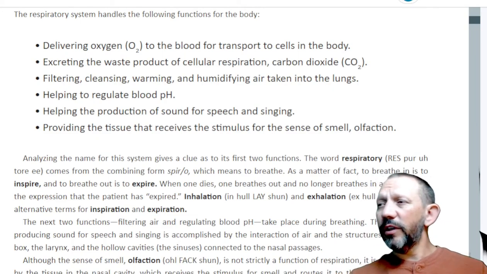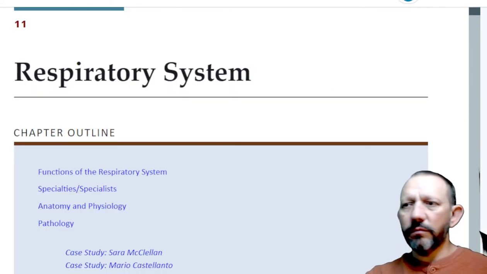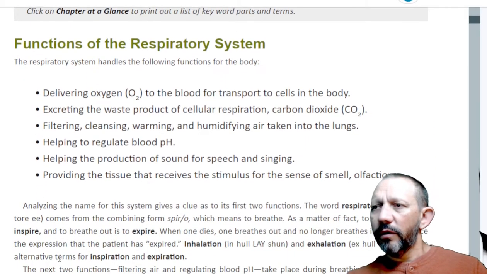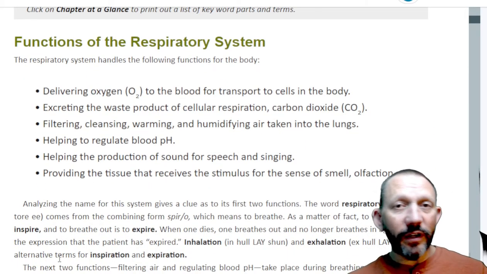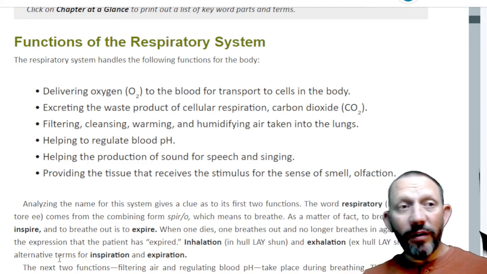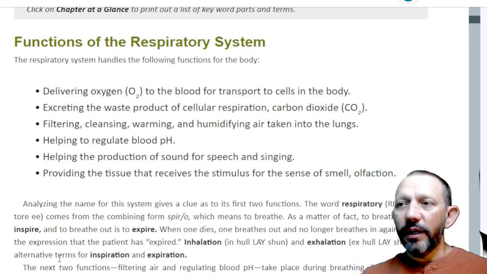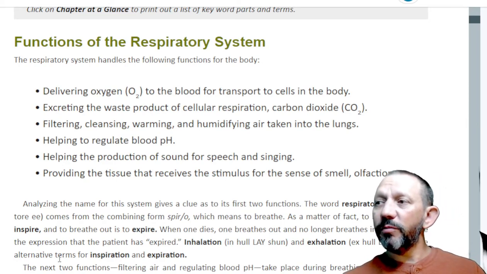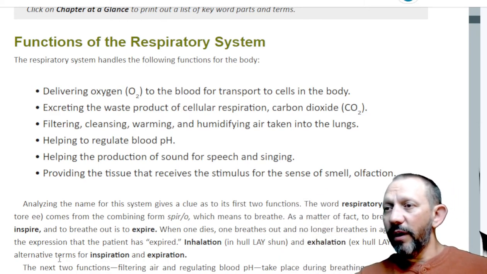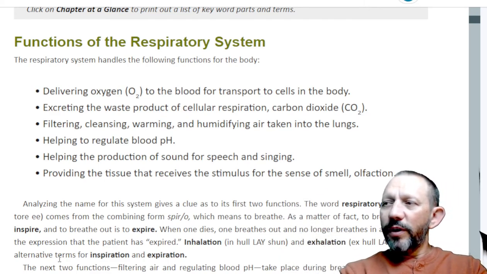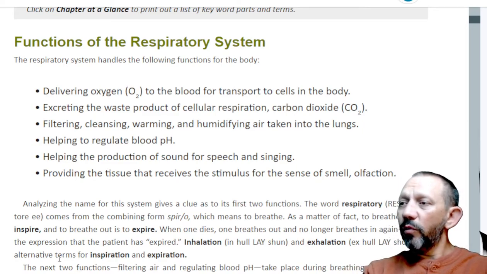Delivering oxygen for transport to cells of the body. So functions of the system. We always want to talk about functions because we're looking at physiology. Anatomy is actually where things are and how they work. So here we've got delivering oxygen to the blood for transport to the cells of the body. You see right up there, those dots up there. Excreting the waste product of cellular respiration, carbon dioxide, good, filtering, cleansing.